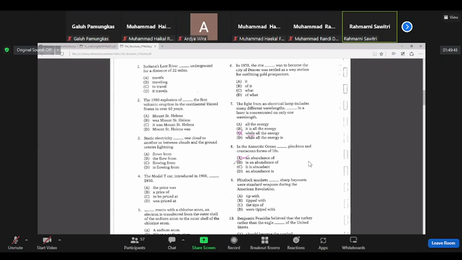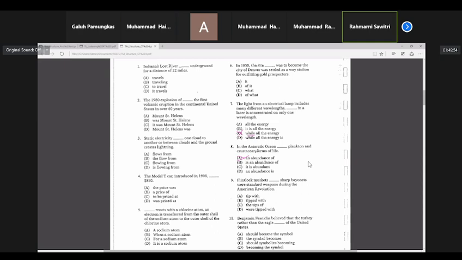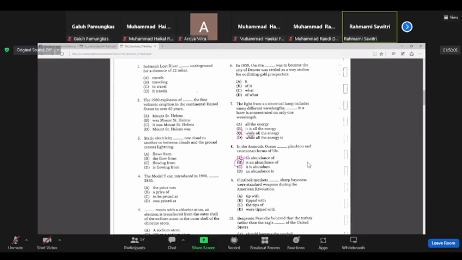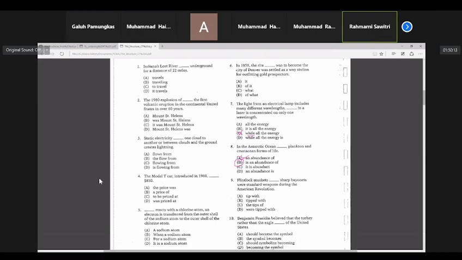Oh, ini susun balik. In the Atlantic Ocean is an abundance of plankton and crustacean forms of life. Yang benar adalah yang B. Inversion, susun balik. Jadi kalau tidak dibalik bagaimana? An abundance of plankton and crustacean forms of life is in the Atlantic Ocean. Oke, jadi yang benar adalah yang B. Perlu hati-hati sedikit.